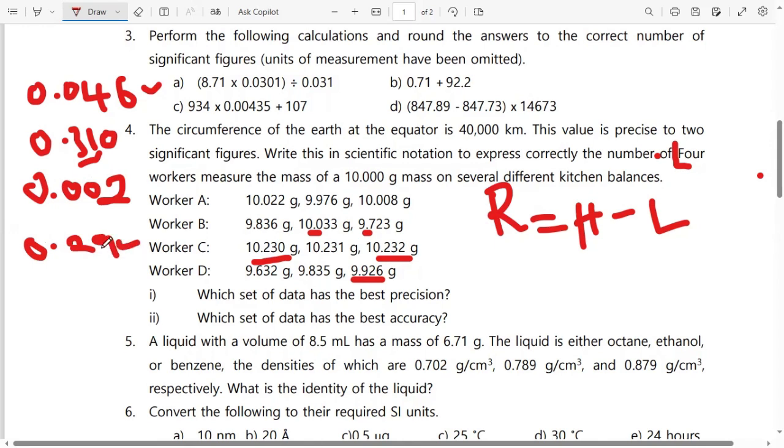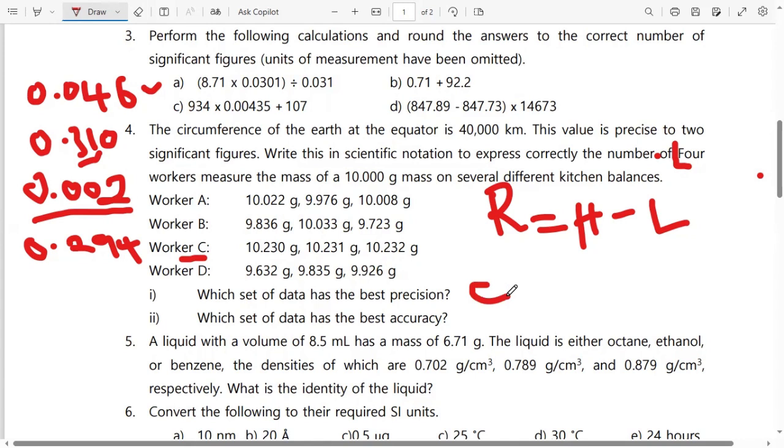I'm getting 0.294. Okay, so these are the ranges. For you to pick the one with the best precision, you pick the one that has the lowest range. Which one has the lowest? We see that the lowest is this one, and this one was for worker C. All these measurements here are very close. So which has the best precision? C has the best precision.